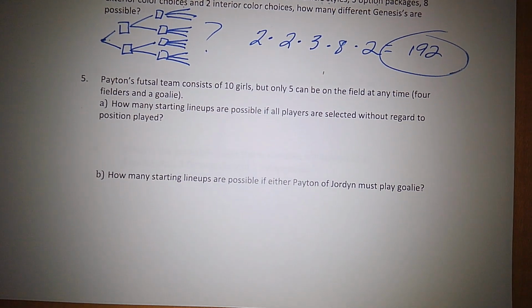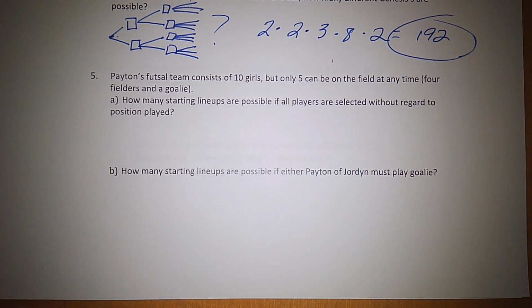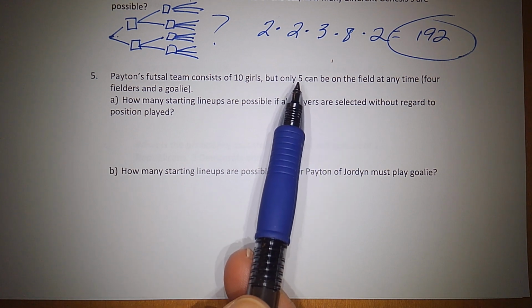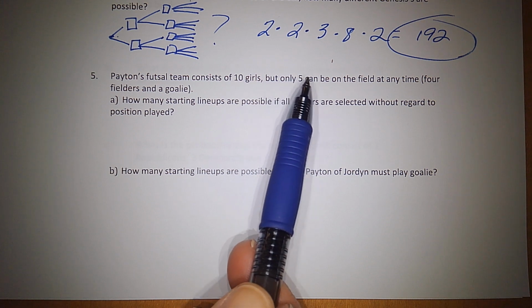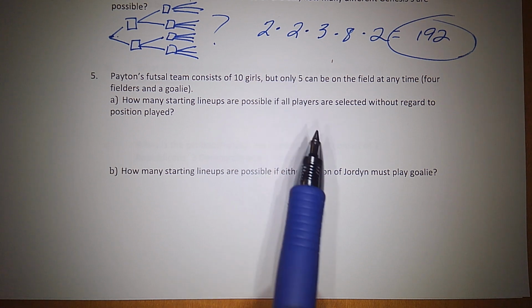Peyton's futsal team consists of 10 girls, but only 5 can be on the field at a time. There are 4 fielders and a goalie. How many starting lineups are possible if all players are selected without regard to the position being played? Well, does the order matter in which the 5 are selected? And the answer is no. This is a team of 5 players. It doesn't matter who's selected first versus last. They all go on the field.